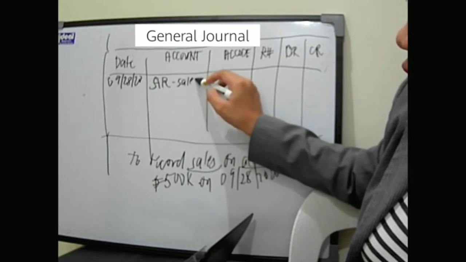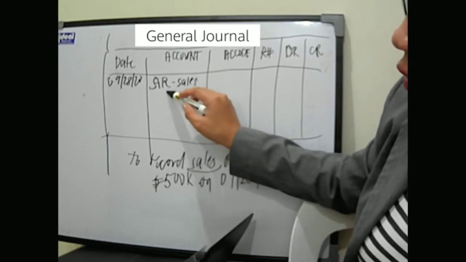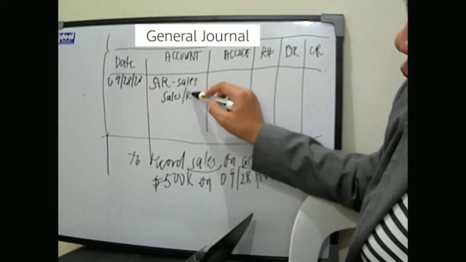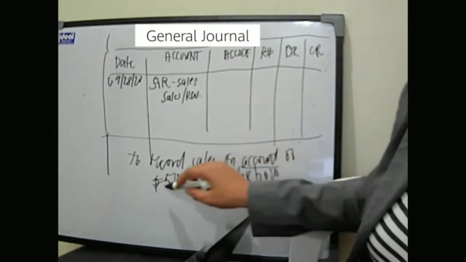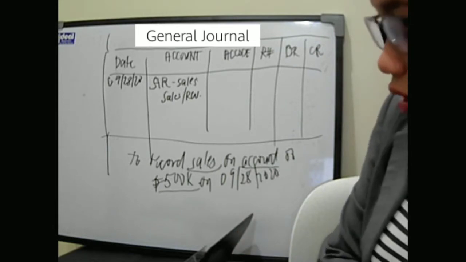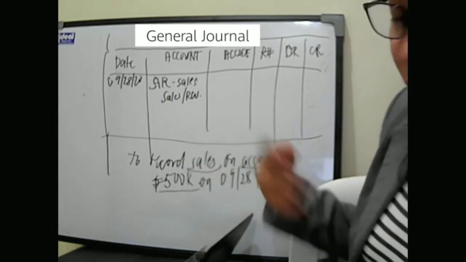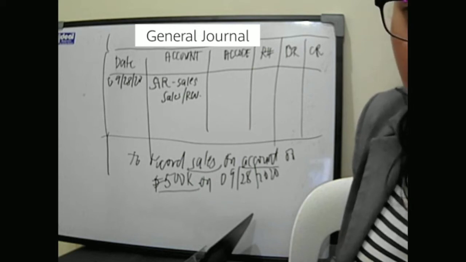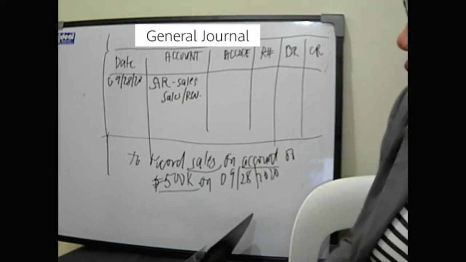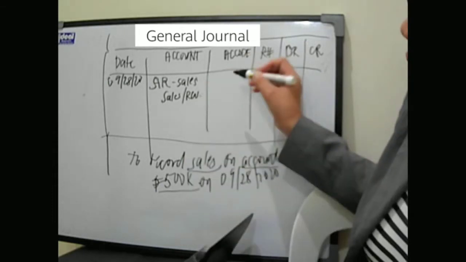So, sales. Saka natin i-record yung sales or revenue ng 500,000. So, may monetary value na siya. It's measurable. It would also identify the transaction that there is a sales. Then, that's the time that we record or we journalize the amount.